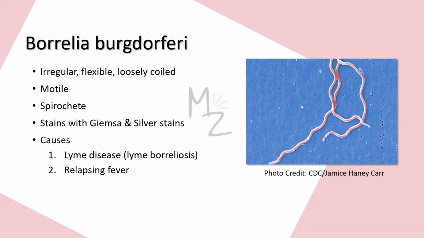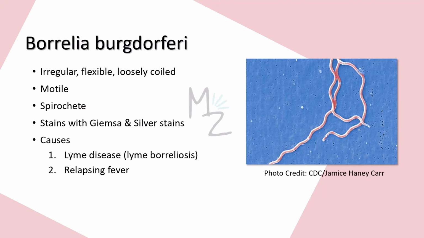Borrelia burgdorferi is an irregular, flexible and loosely coiled spirochete. It is motile because of flagella. It stains with Giemsa and silver stains and is responsible for causing two major diseases: Lyme disease, also called Lyme borreliosis, and relapsing fever.